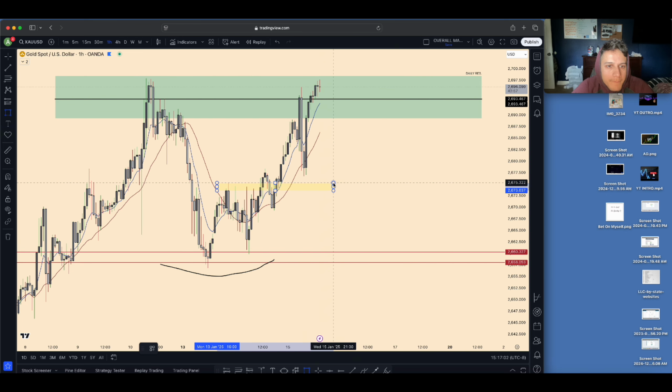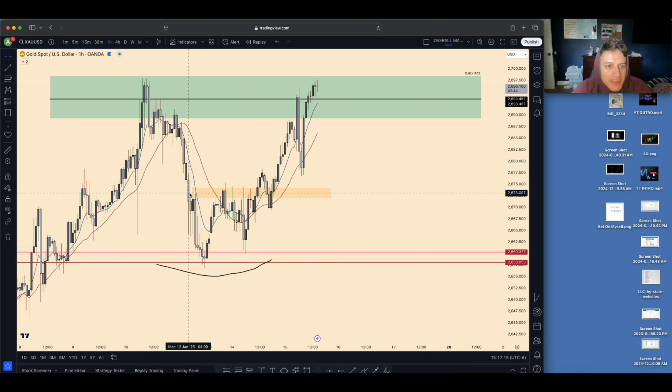Let's see, 1 hour time frame. You got this in here. One area, actually, because this is exhaustion as well. So this is an exhaustion zone based off your 1-hour time frame here.